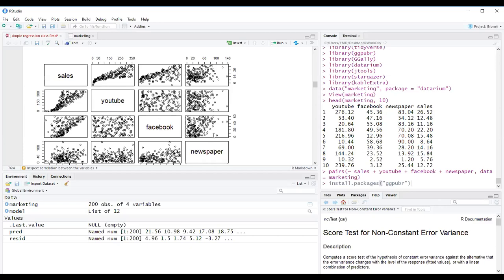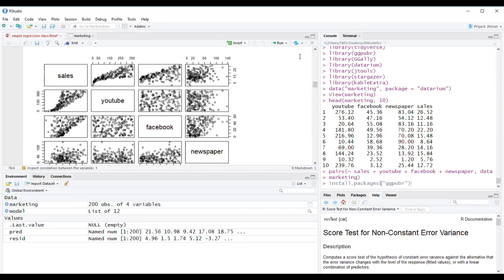So it seems like the use of YouTube, Facebook, and newspaper will be good as far as explaining your dependent variable sales is concerned. It will be good because the independent variables show a strong correlation with your dependent variable sales, but the correlation between the independent variables among themselves is weak. So that's good. That's what we're looking for.